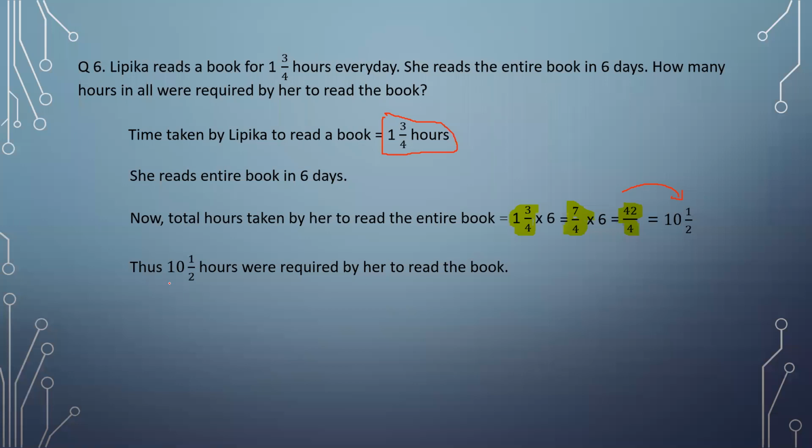That means here we have calculated the time taken to read that entire book. So 10 1/2 hours will be required to complete reading of that book which Lipika reads. So in this way we can find the final answer by using the multiplication of fractions. Now this was question number 6, which is also a word example.